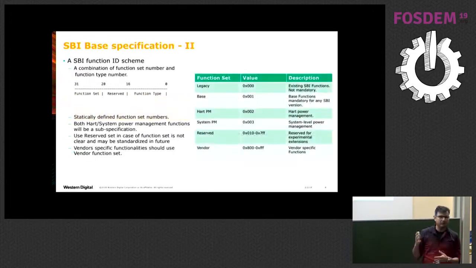Now, there's a function ID that we need to define. It's again an unsigned 32-bit integer. The function ID is basically a combination of a function set and a function type. Similar kinds of functionality that can be grouped form a function set, and the function type is basically an individual function, a feature of a feature set that's being added.